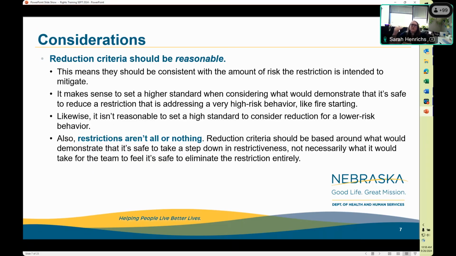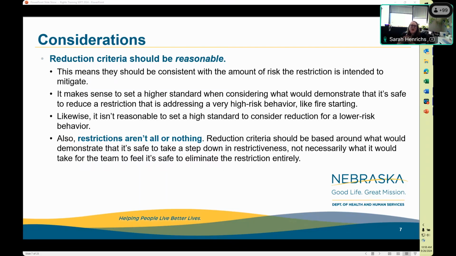The bar that we set for considering reduction should be consistent with the amount of restriction we're mitigating with that restriction. So if it's a very high risk behavior, like say we're restricting fire starting materials because a participant burned down their last 3 group homes, yes, 0 fire starting or attempts to access fire starting materials for 1 year probably wouldn't be an unreasonable reduction criteria to set. Maybe even longer than 2 years, right?